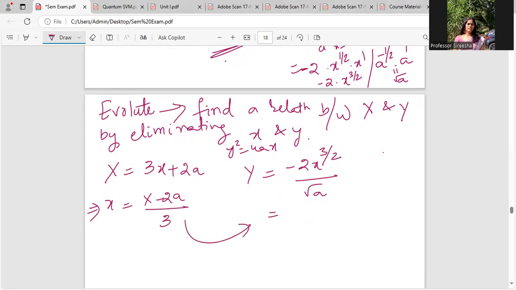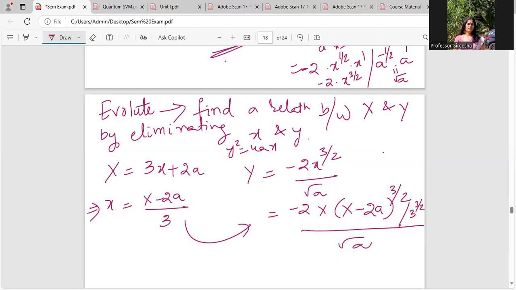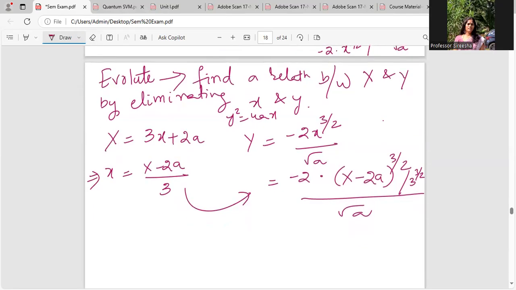Okay, so what I will be getting is minus 2 into capital X minus 2a whole power 3 by 2. Of course, the whole term, na? So by 3 power 3 by 2 is also there, by root a is also there. Okay, this is in multiplication. I'll just put it with a dot so that you don't get confused with the capital X term. Or there is another way that I can do.